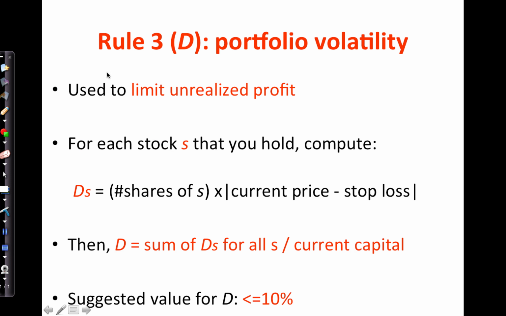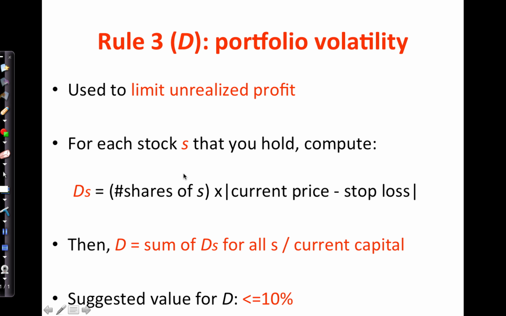Now let's move to the last one. D. So this is the indicator of the maximum drawdown. And this is used to basically assess the volatility of your portfolio. And this is quite different from the previous one, because here we are basically looking at the unrealized profit.